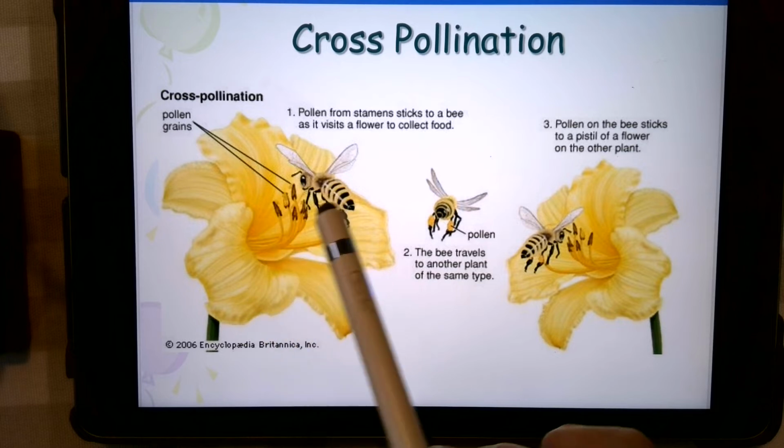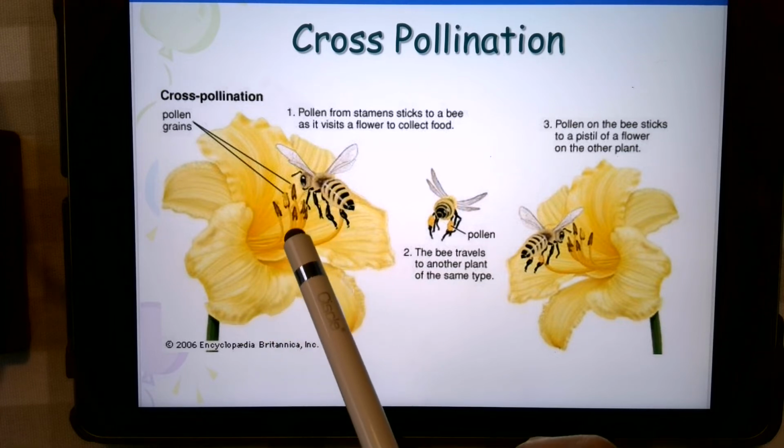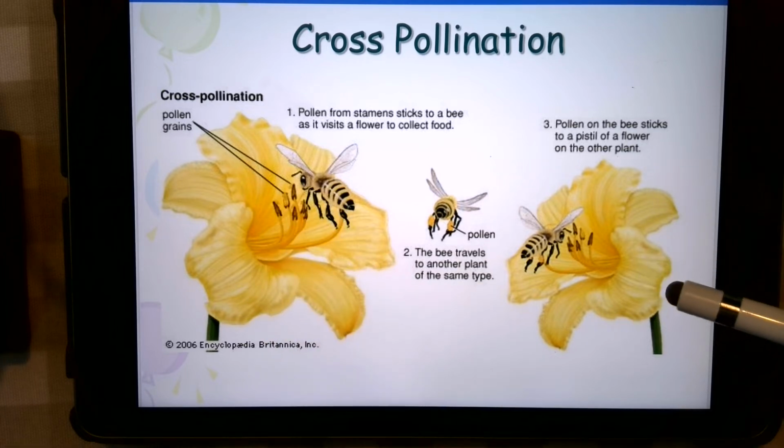It would not be possible for the bee to transfer daffodil pollen, say, to a tulip flower and for pollination to occur in fertilization. They have to be within the same species.